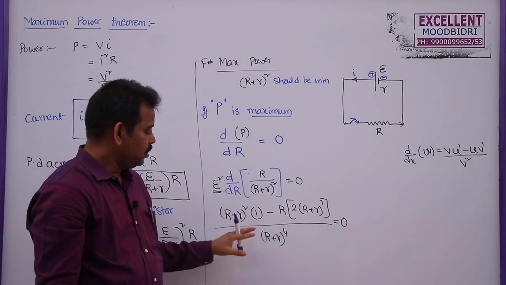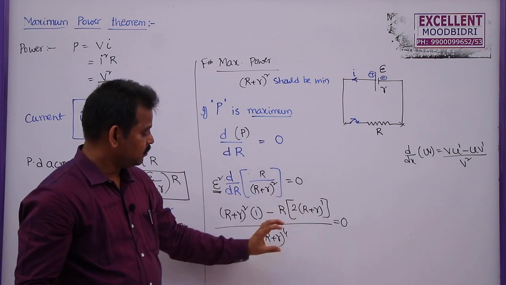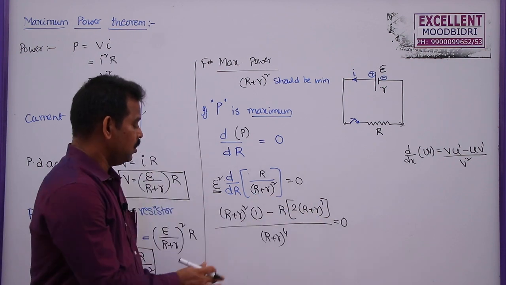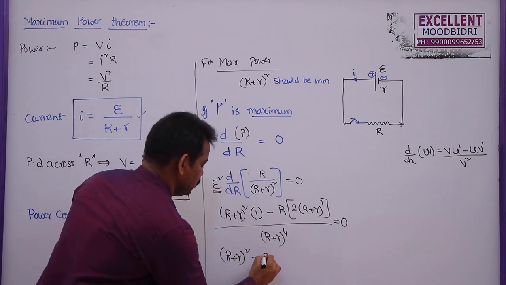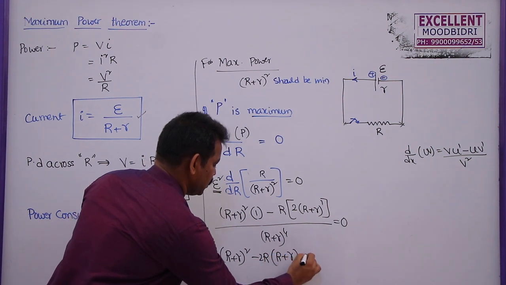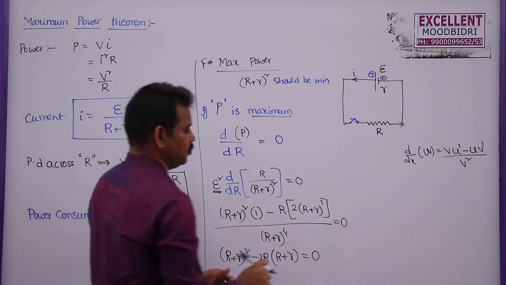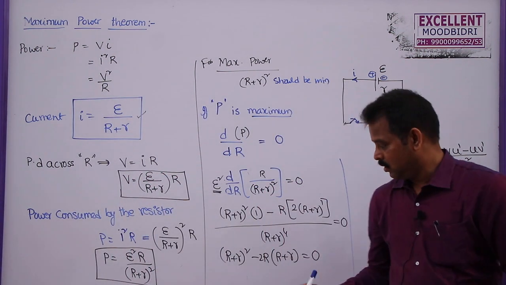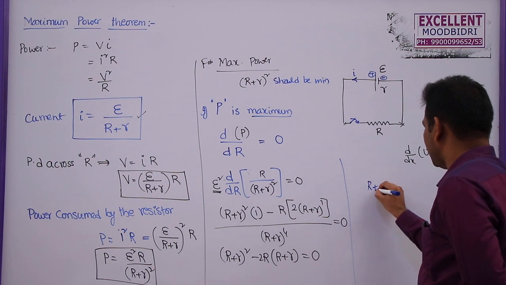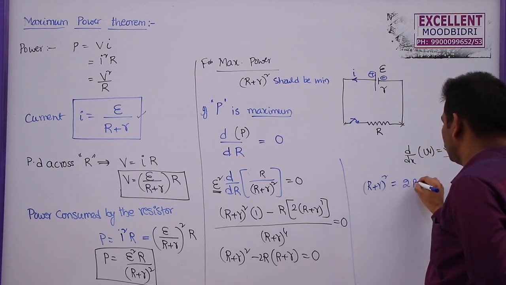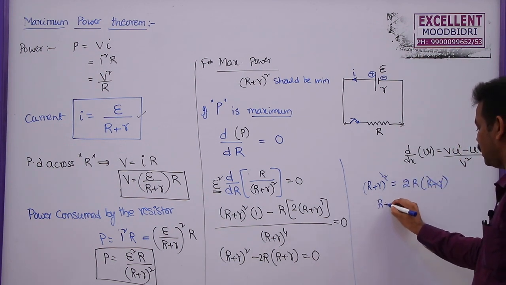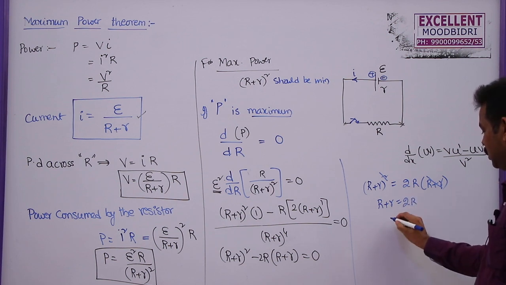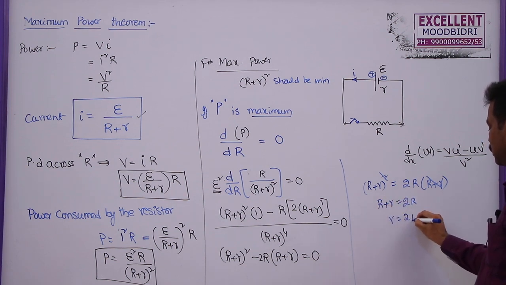By cross multiplication, we know that this minus this, divided by something, is 0, because this into this will be 0. So we can write (capital R plus small r) whole square minus 2R into (capital R plus small r) is equal to 0. So from this we can write (capital R plus small r) whole square is equal to 2R into (capital R plus small r). You can cancel this and this. Capital R plus small r is equal to 2R. Small r is equal to 2R minus R. So capital R is equal to small r.